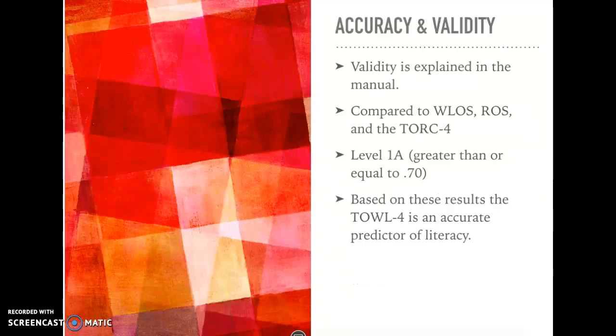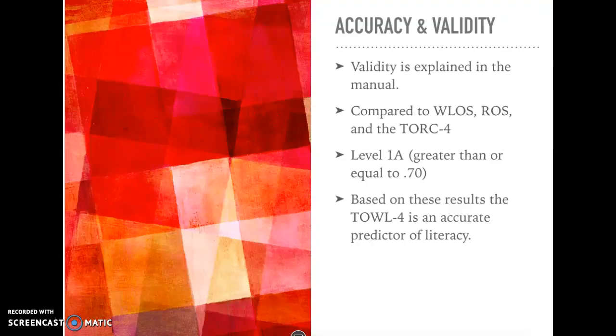Through these details, the TOWL-4's manual provides detailed descriptions of the test format and the test content. Through these details, the validity is explained by the writers of the manual. The manual also compares the TOWL-4 to three other tests of literacy: the Written Language Observation Scale, the Reading Observation Scale, and the Test of Reading Comprehension 4.